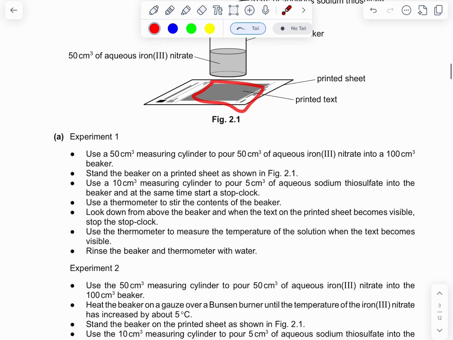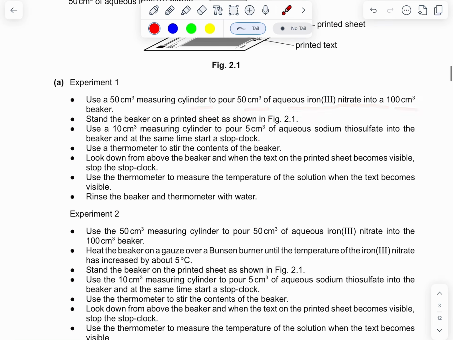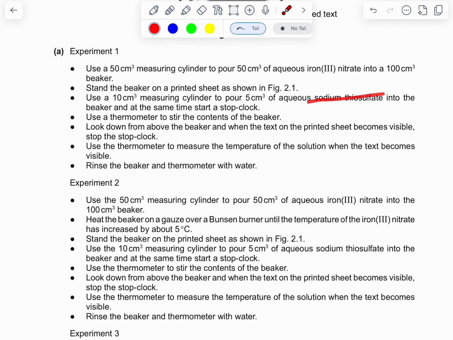Experiment 1. He used a 50 centimeter cube measuring cylinder to pour 50 centimeter cube of iron 3 nitrate into a 100 centimeter cube beaker. Stand the beaker on a printed sheet as shown in figure 2.1. Use a 10 centimeter cube measuring cylinder to pour 5 centimeter cube of aqueous sodium thiosulfate into the beaker, and at the same time start a stop clock. Use a thermometer to stir the contents of the beaker.